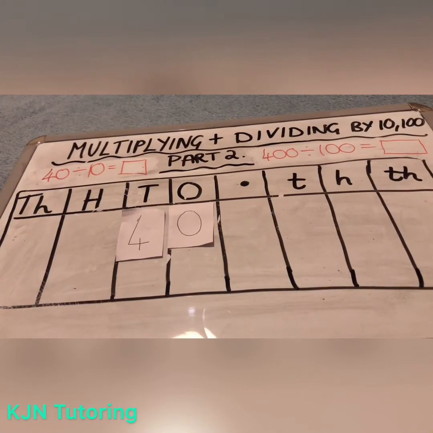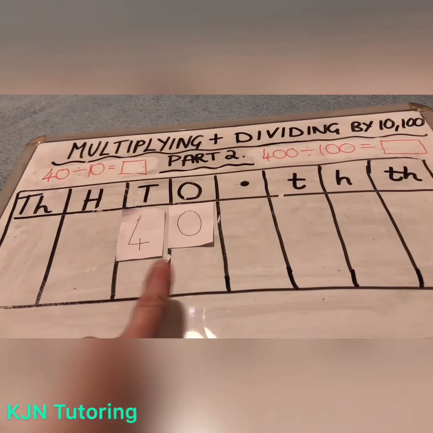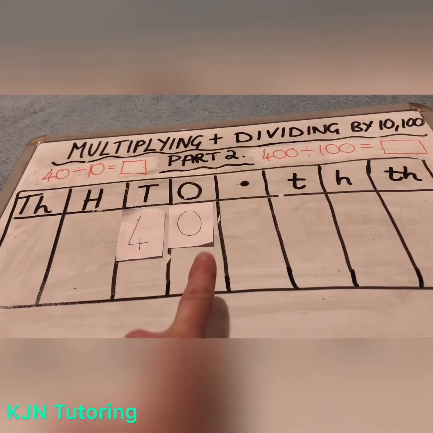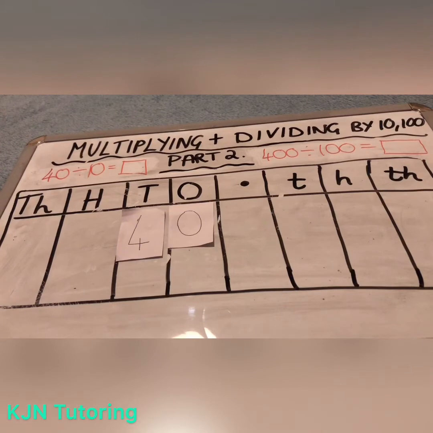I am going to work out the calculation 40 divided by 10. 40 has got 4 tens and 0 ones. Because the number 10 has got 1 zero or 1 placeholder, that means we have to move both digits one place to the right.